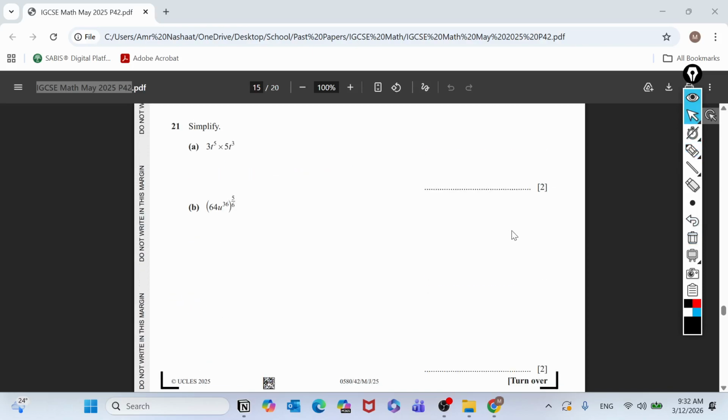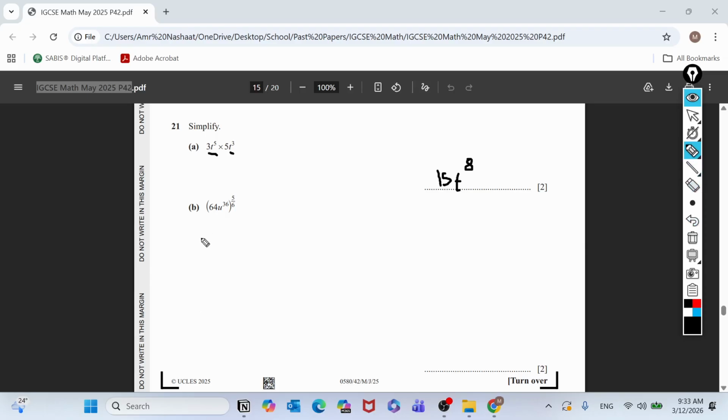So 3 times t to the power of 5 times 5t to the power of 3. Here they both have t. So let's multiply the coefficients. You're going to get 15t. And for the powers, when you multiply two terms with the same base, here t and t, you just add the powers. So t to the power of 3 plus 5 is t to the power of 8. So 15t to the power of 8.